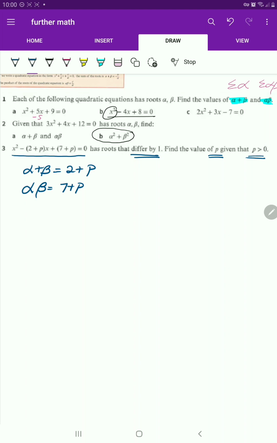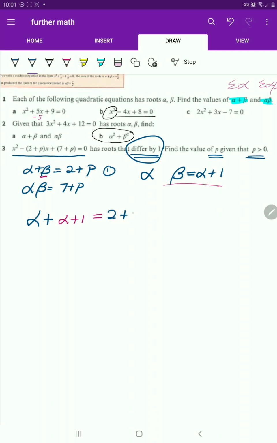But then, there is a clue that the roots have a difference of 1. Meaning, if one of the roots is alpha and the other root is beta, the beta could be alpha plus 1. Okay? Because the difference is 1. So therefore, from here, we can use this equation 1. By substitution, that will be alpha plus, you plug in this one because that is your beta. Your beta is alpha plus 1. That is your beta. Okay? Is equal to 2 plus p.